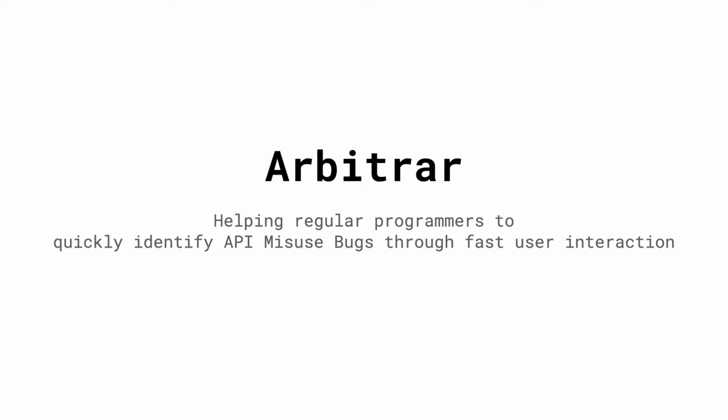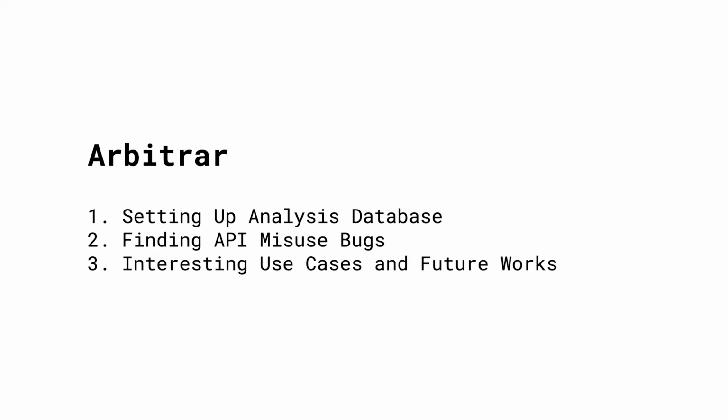In this video demo, we are going to present Arbitrar, a tool that helps regular programmers to quickly identify API misuse bugs through fast user interaction. This demo will have 3 sections. We will first demonstrate how you can set up an analysis database with our tool. Next, we will show with examples how an end user finds API misuse bugs. Last but not least, we will show an interesting use case and talk about our future plans on extending Arbitrar to handle even more real-life scenarios.